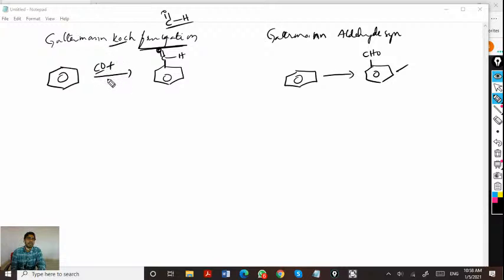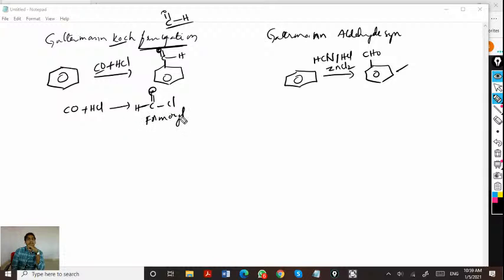So this is going to happen with carbon monoxide along with HCl, and HCl along with ZnCl, zinc chloride. When carbon monoxide is treated with HCl, it's going to give formyl chloride. So HCl is added to this, and this is called formyl chloride, an acid halide.